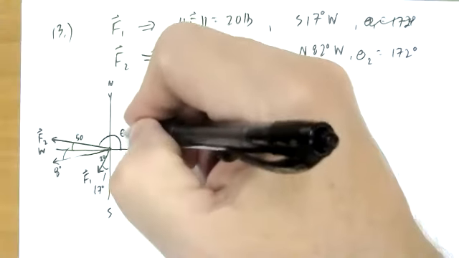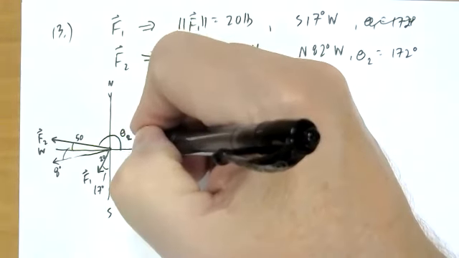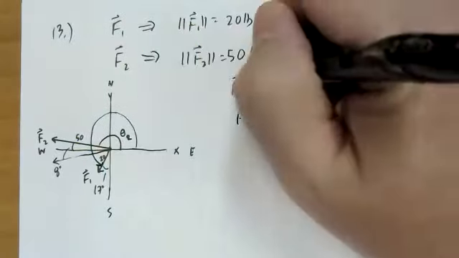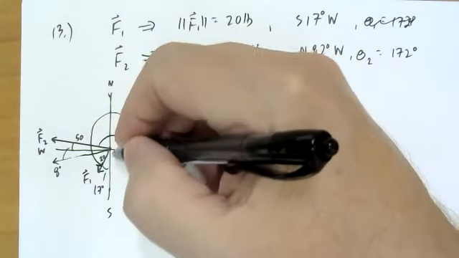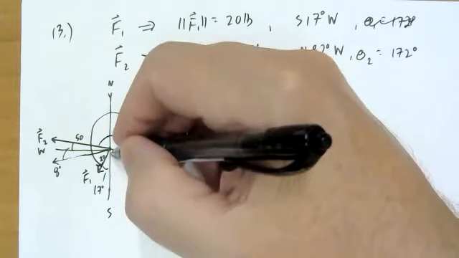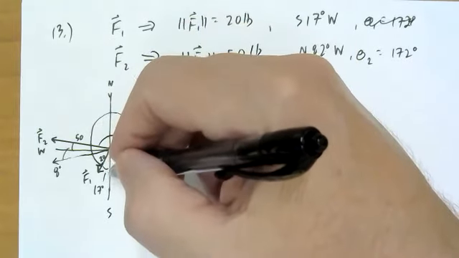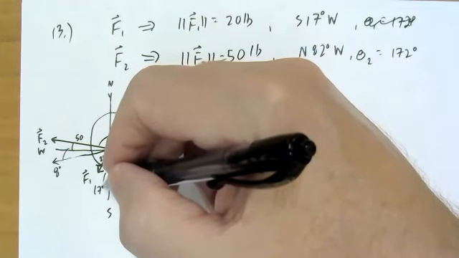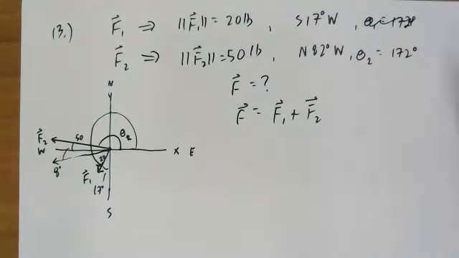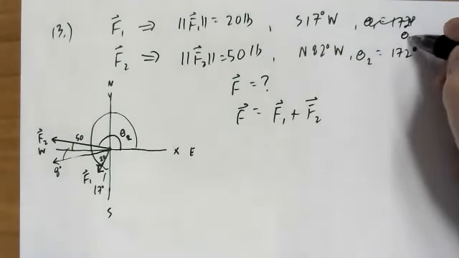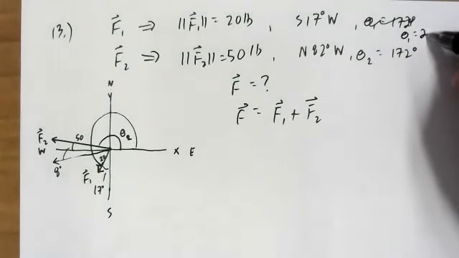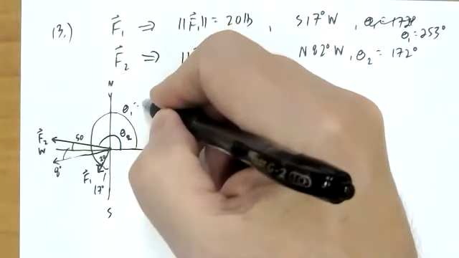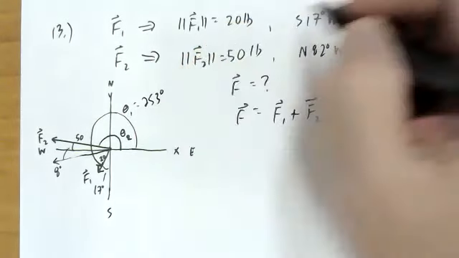For the first force vector, we go all the way, this picture's getting messy, all the way to here. Now, if I go all the way straight south, that'd be 270 degrees. And I'm coming back 17 degrees. So really 270 minus 17 is like 253. So I believe this theta 1 is going to be like 253 degrees.